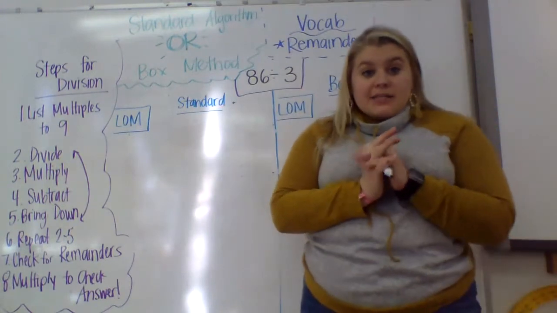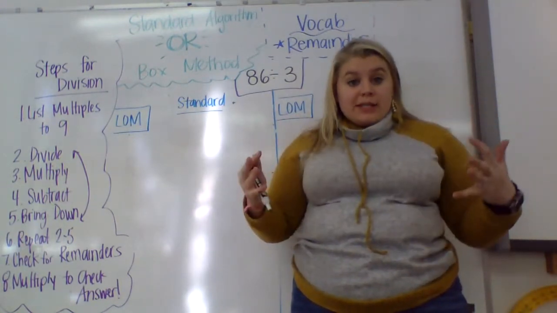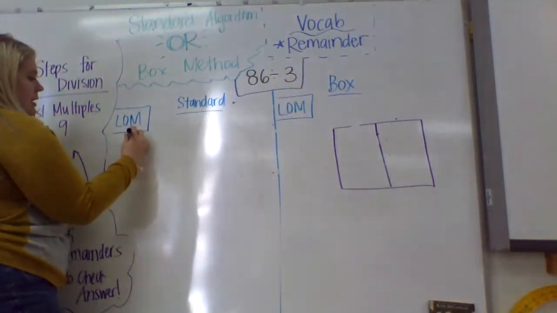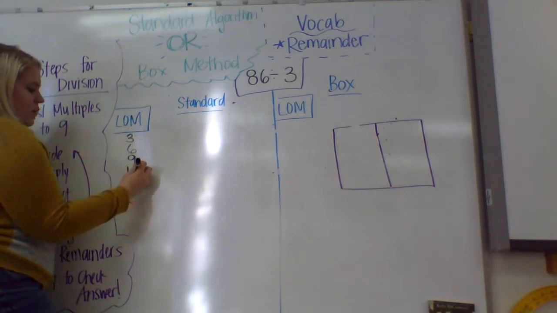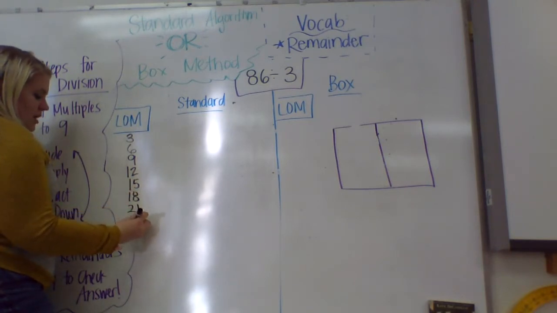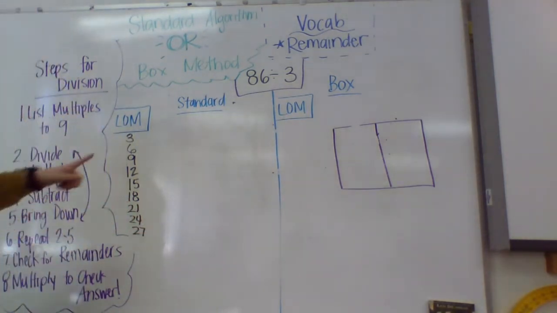Now we need to list our first 9 multiples of 3. So when we list our multiples, think about it. 3 times 1 is 3. 3 times 2 is 6. 3 times 3 is 9. 3 times 4 is 12. 3 times 5 is 15. 3 times 6 is 18. 3 times 7 is 21. 3 times 8 is 24. 3 times 9 is 27. You list your first 9 multiples.